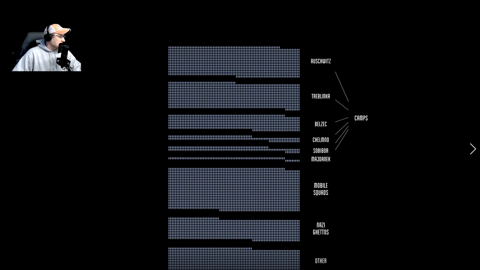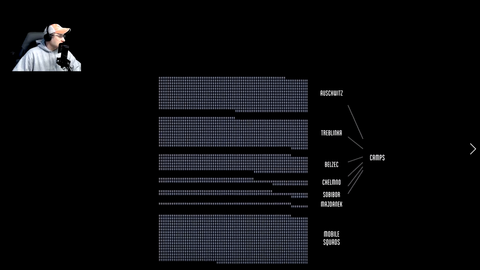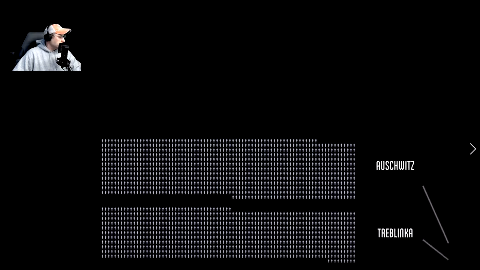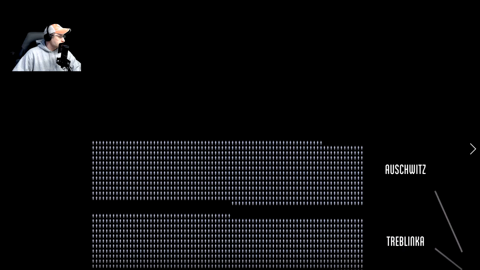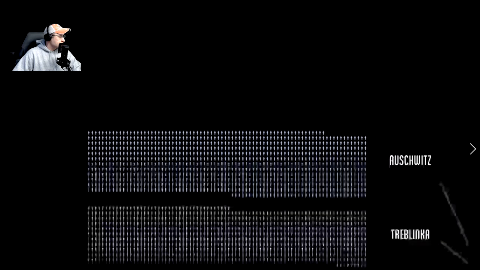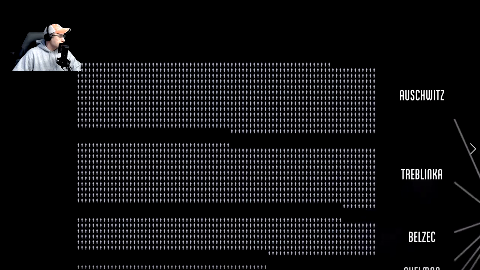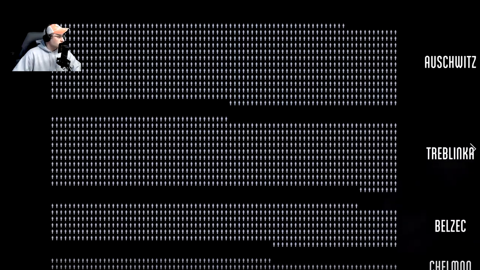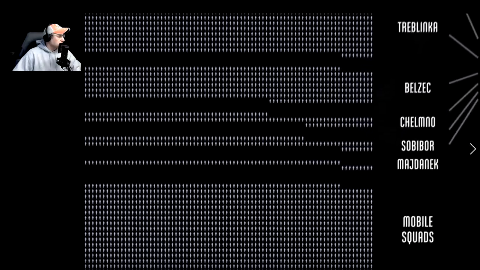Over 1 million died in Auschwitz. Most were killed in the gas chambers. Others died from starvation, exhaustion, disease, and other forms of execution. The second most deadly camp was Treblinka, which was exclusively an extermination camp, set up to look like a train station. Mobile killing groups killed 1.4 million Jews.